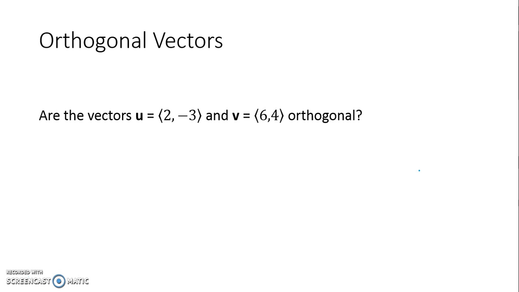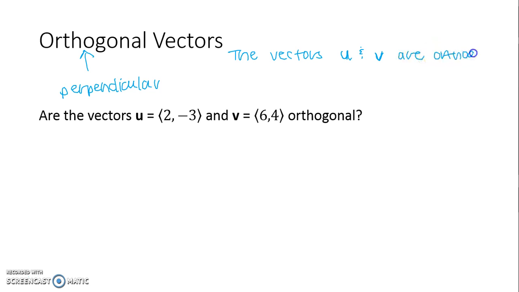The last thing we're going to look at with our vectors, and specifically using their dot product, is orthogonal vectors. Orthogonal is a fancy way of saying perpendicular. So the vectors u and v are orthogonal if their dot product, so if u times v, is 0.